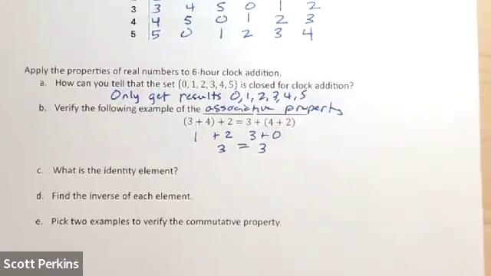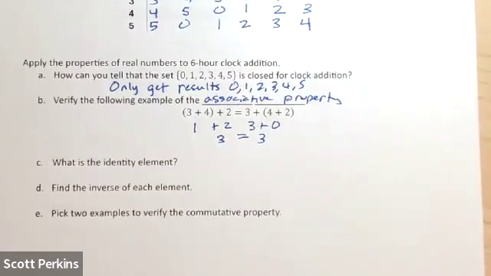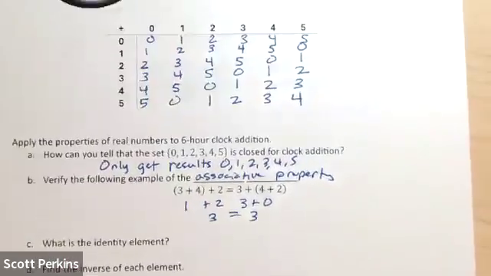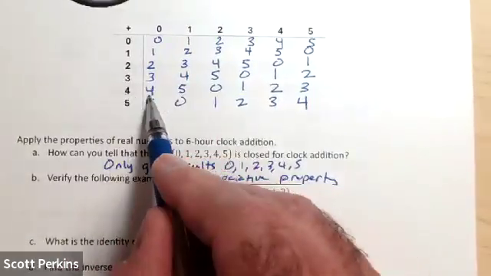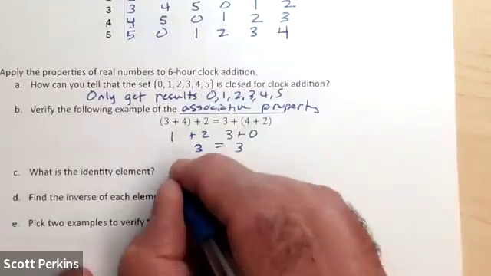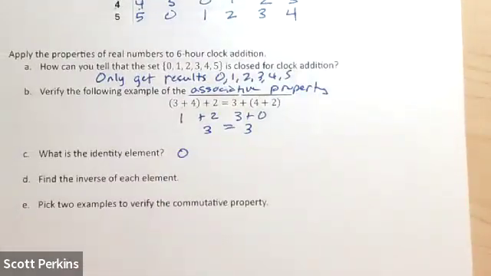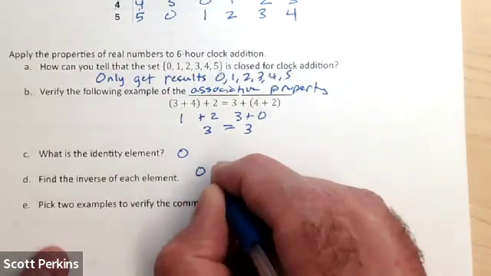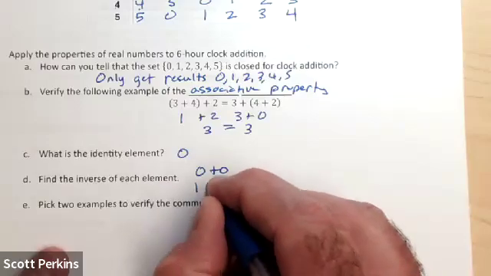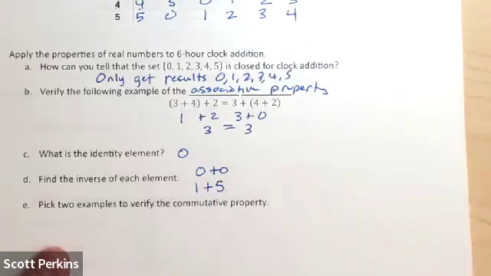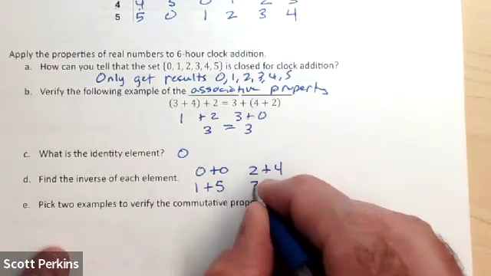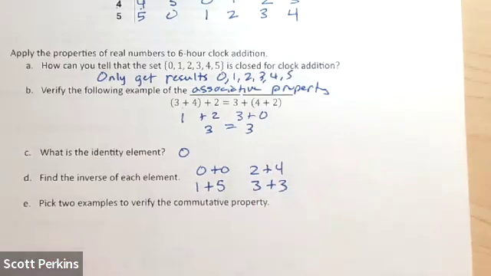The identity element. What is the element that when I add it to everything, I get the identical thing? So just pick an example. Let's say 4. What do I add to 4 in order to get 4? 0. So the identity element on this one is 0. An inverse for each element. So what for each element do I add to it to get 0? So 0 plus itself gives you 0. 1 plus 5 on my table gives me 0. 2 plus 4 gives me 0. And then 3 plus 3 gives me 0.